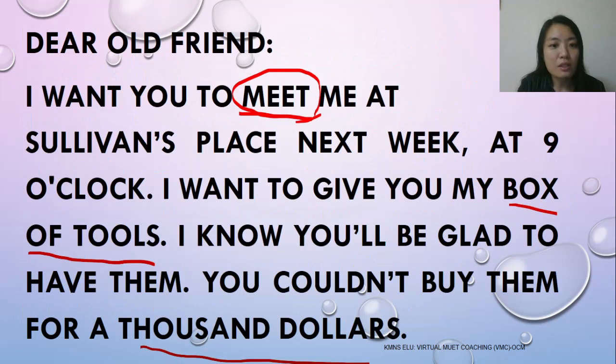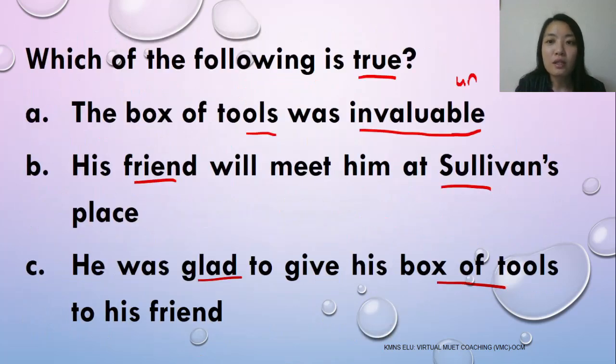So it says here, I know you'll be glad to have them. You couldn't buy them for $1,000. You cannot buy them for $1,000. Must be very valuable. 1,000 also cannot buy. So yes, maybe that's the answer. But we're not sure. Let's look at the others.